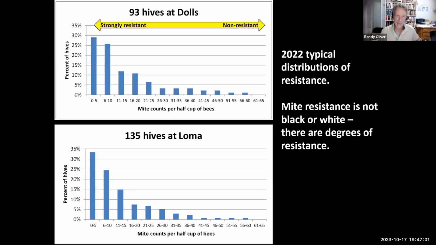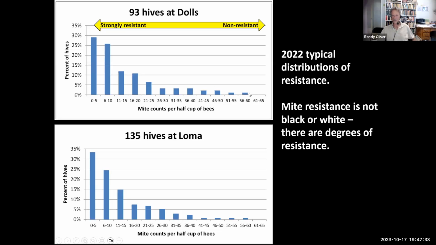So I plotted out the distribution, the histogram here. We have a yard called Dolls, a yard called Noma. This would be the percent of hives in that yard. There are 93 hives in that yard, so this stack adds up to 100%. That'd be all 93 hives. These would be the mite wash counts in August. And you see, you still had almost 30% with counts below 0 to 5.